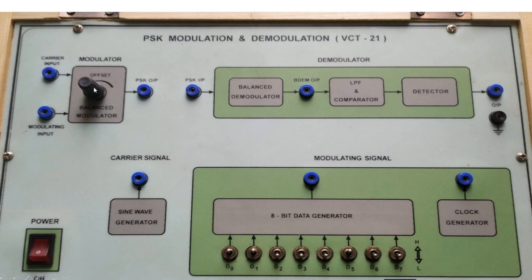By using this offset button, you can control the amplitude of the modulated signal. If you want to see the different bits separately, you can increase the value. If you do not want to see the difference between the different bits applied at the input, you can decrease it.